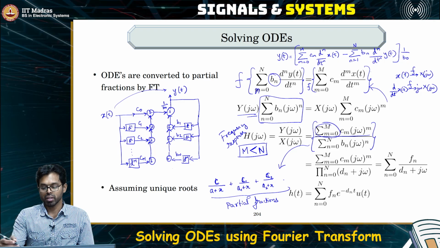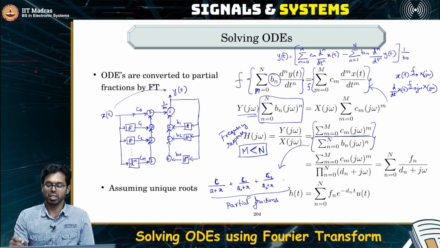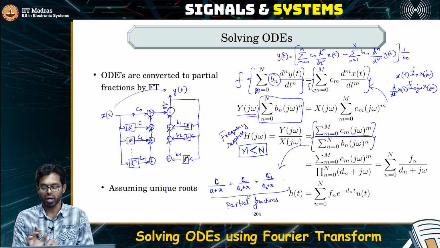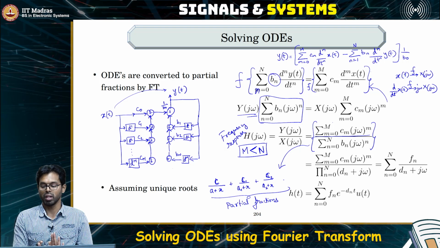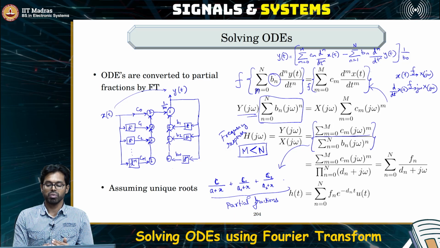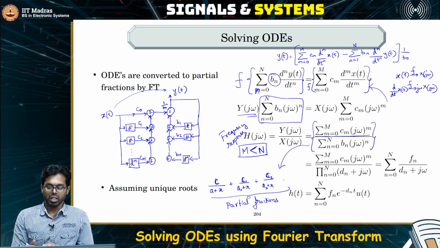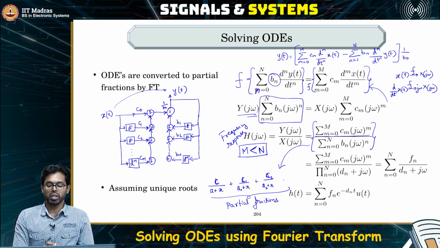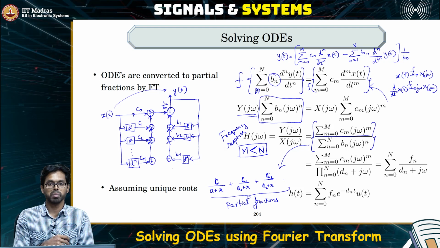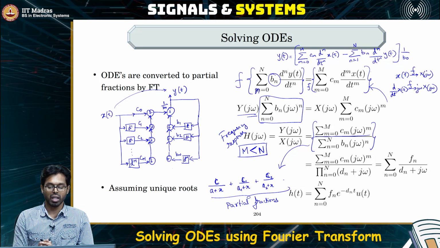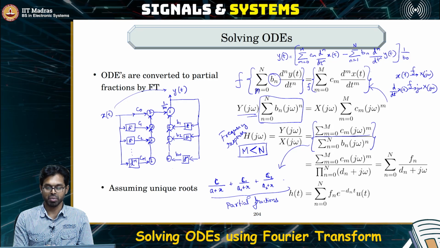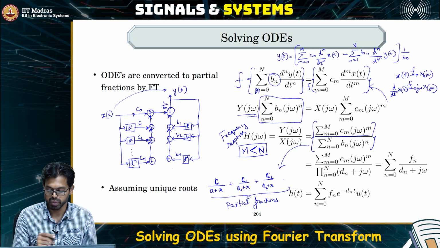If the polynomial in the numerator has a degree which is smaller than the denominator polynomial, then this partial fraction decomposition is possible. Otherwise, it is not possible. So for the set of systems where the numerator polynomial is smaller than the denominator polynomial, we can use this technique and solve this set of differential equations. Let us see what happens if we make this assumption.